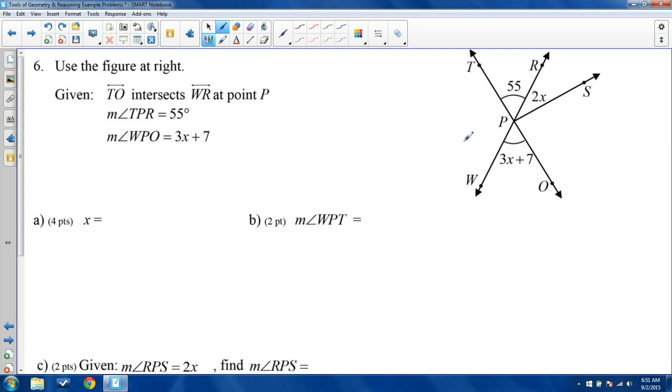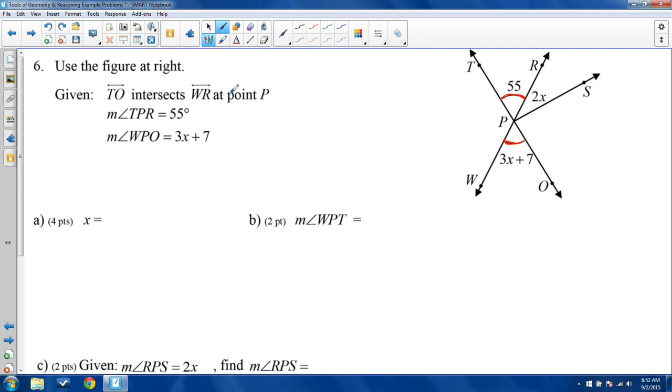Okay, number 6, we have a nice figure right here. So we have opposite rays PR and PW, and opposite rays PT and PO, or better yet, this is a line and this is a line. When you draw two lines that cross and intersect, you create what are called vertical angles. And vertical angles are congruent. Now they marked it for you, but vertical angles facing opposite each other with pairs of opposite rays are equal.